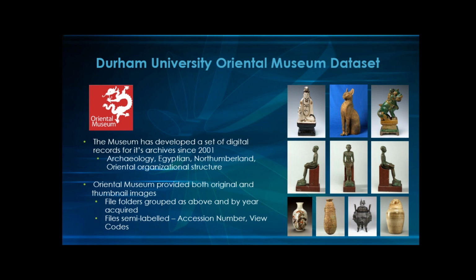And partly that's because they had a Duke of Northumberland who, back in the 1880s to 1900s, went over to Egypt and acquired a lot of material. After he died mysteriously in Paris, that material then was given over to Durham University and eventually found its way into the museum's archives.